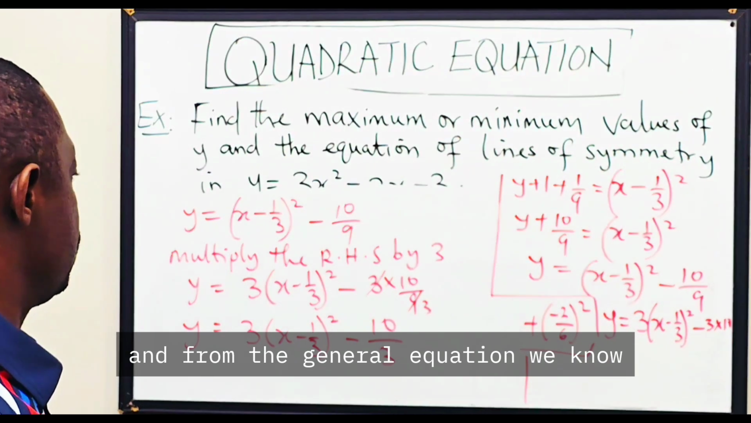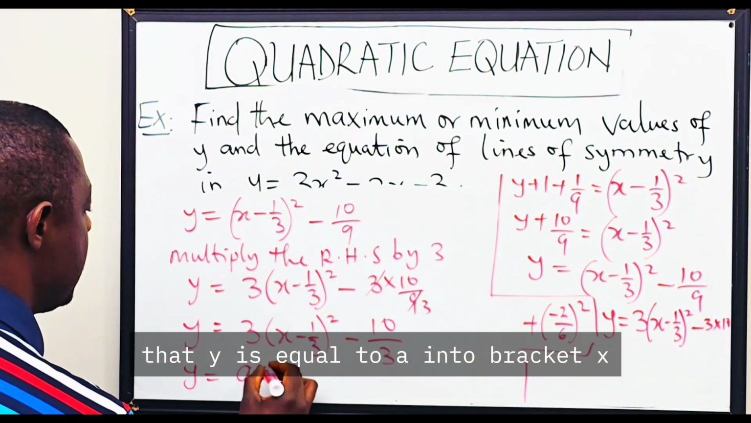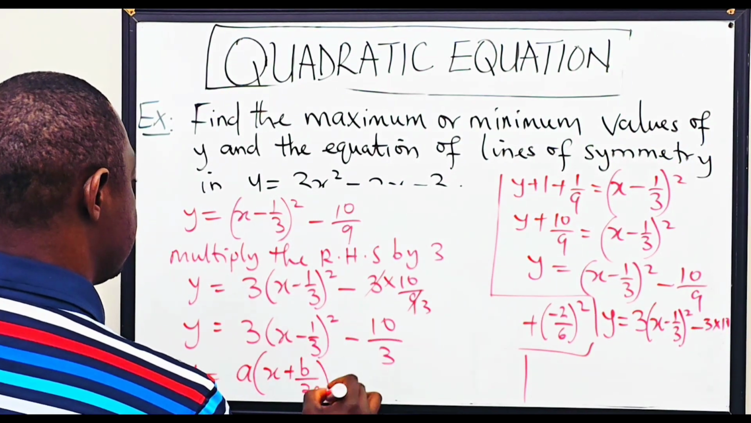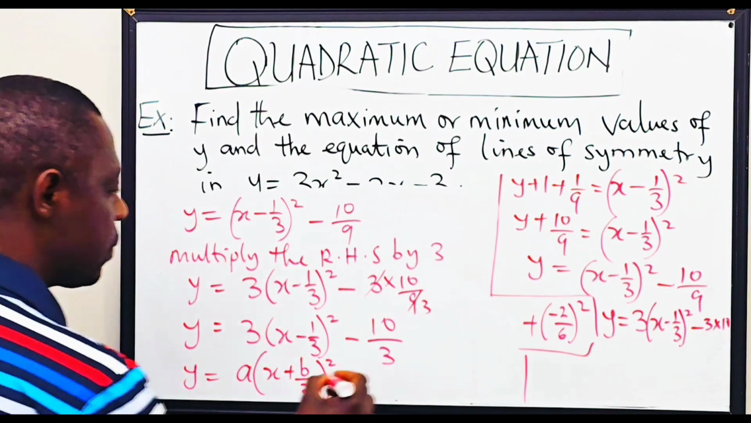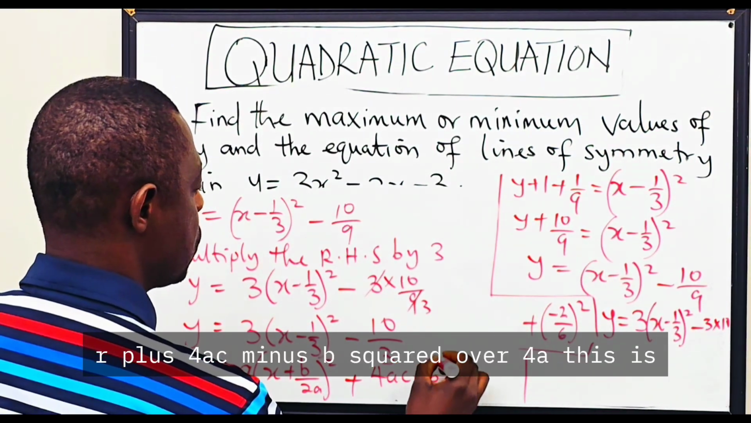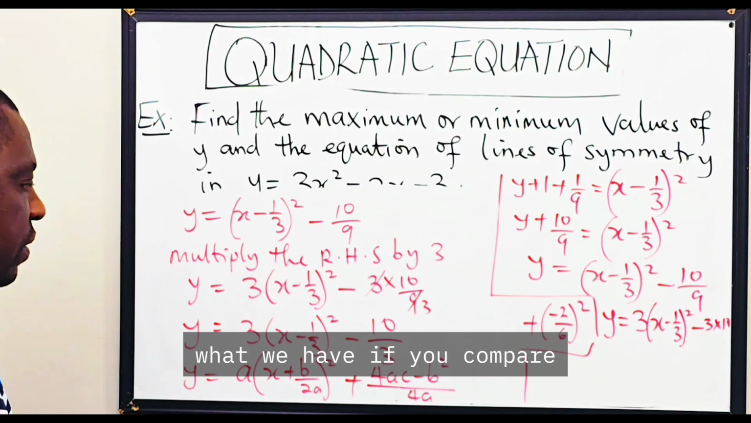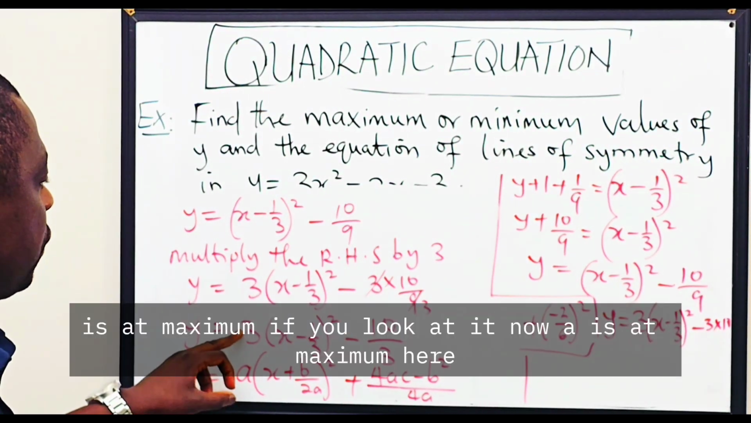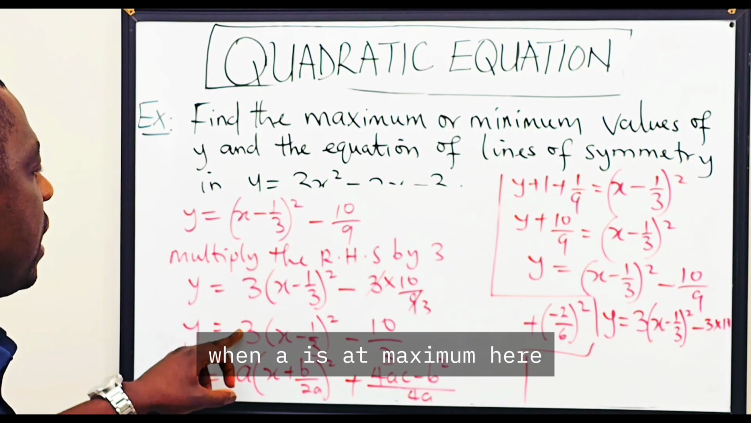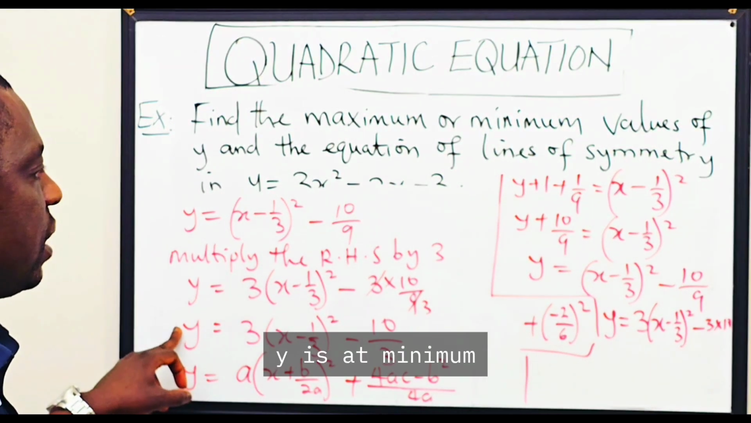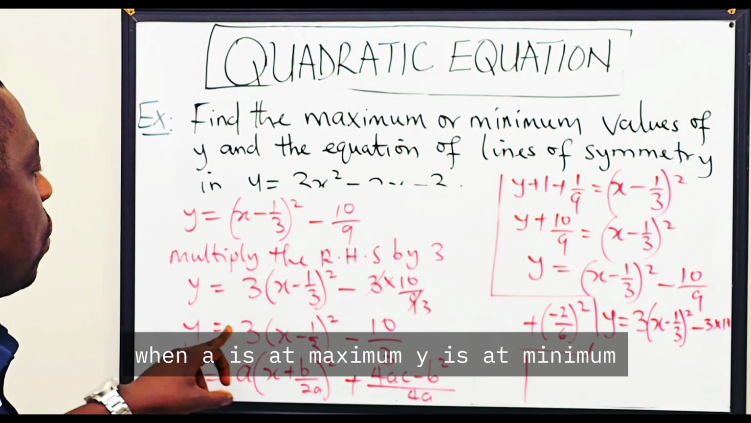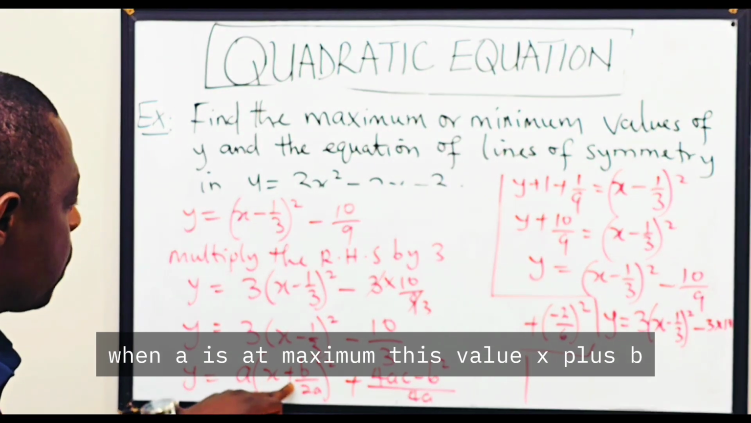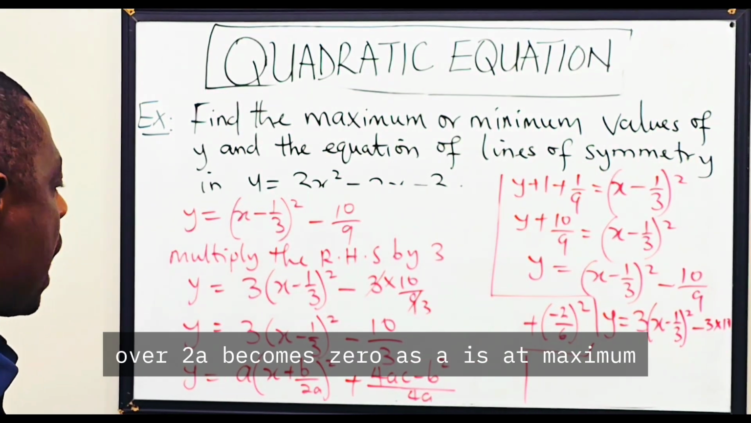And from the general equation, we know that y is equal to a into bracket x plus b over 2a all squared minus or plus 4ac minus b squared over 4a. This is what we have. If you compare that, and we say that a is at maximum. If you look at it now, when a is at maximum here, y is at minimum. And when y is at minimum, this value x plus b over 2a becomes 0.